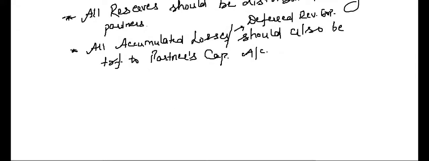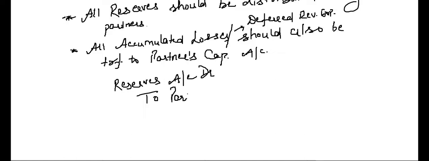Now if we have to distribute the reserves among the partners, what will be the journal entry? Now partners' capital accounts, reserves is what? The profits only. If we are distributing the profits among partners, the partners' capital accounts will be credited, right? We'll say reserves account debit to partners' capital account. This is how we will be transferring the reserves at the time of change in profit sharing ratio.